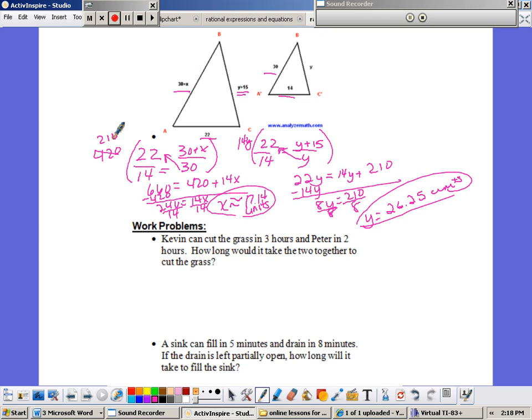Okay, let's talk about work problems again. Kevin can cut the grass in 3 hours and Peter can cut the grass in 2 hours. How long would it take the two of them to cut the grass together?